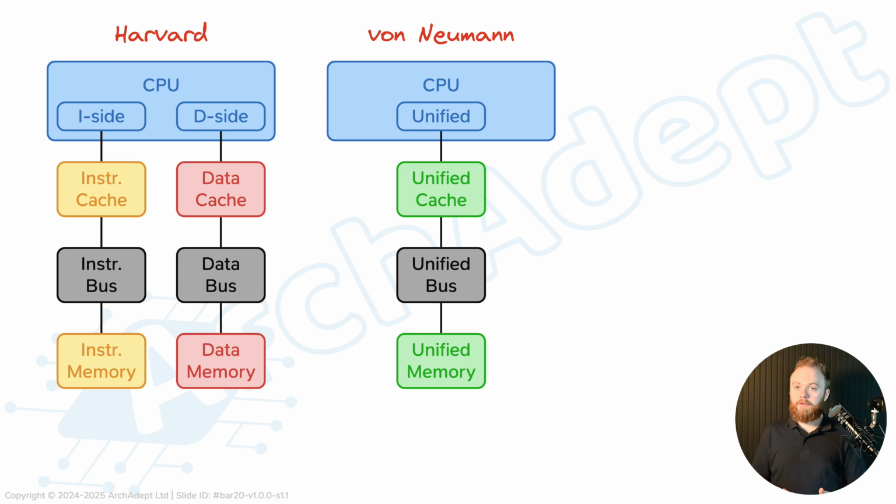We have Harvard architecture memory systems, where instruction memory and data memory are distinct from one another and are accessed over different buses. And we have von Neumann architecture memory systems, where instruction memory and data memory are unified and are accessed over the same bus.